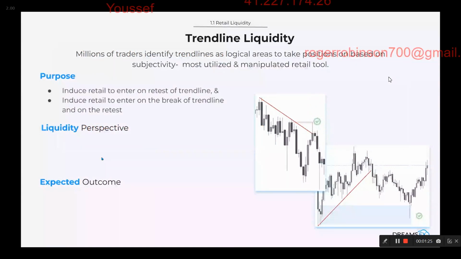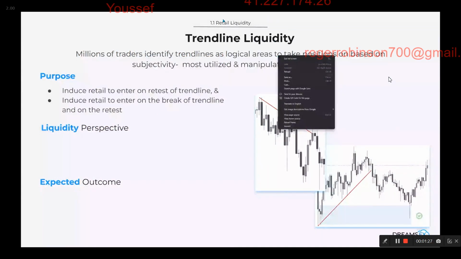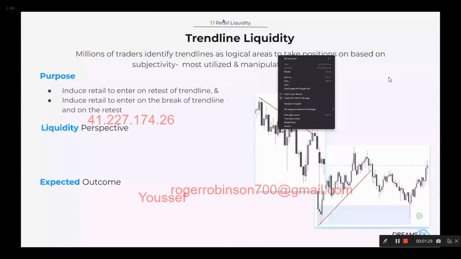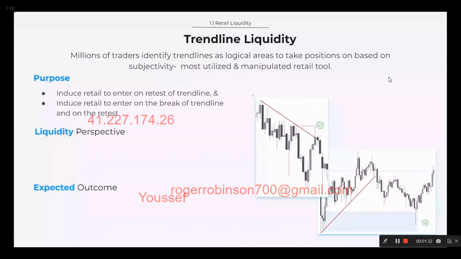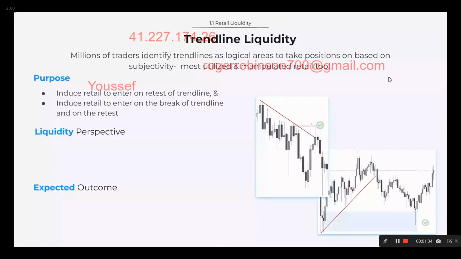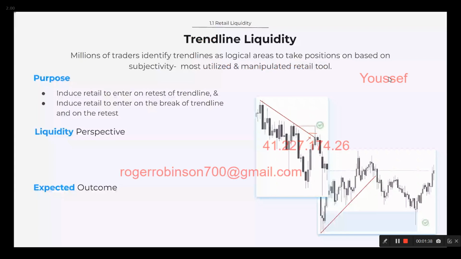So the purpose is to trap retail traders on the retest of the trend line and on the break of the trend line on the retest. Trend lines are heavily manipulated because when a trend line is broken like this, we know that those who are selling here have their stop loss above the trend line. They're losing. Those who see the trend line broken very drastically are looking to buy on the retest of the trend line to then go higher. So both of these types of traders are going to be losing.